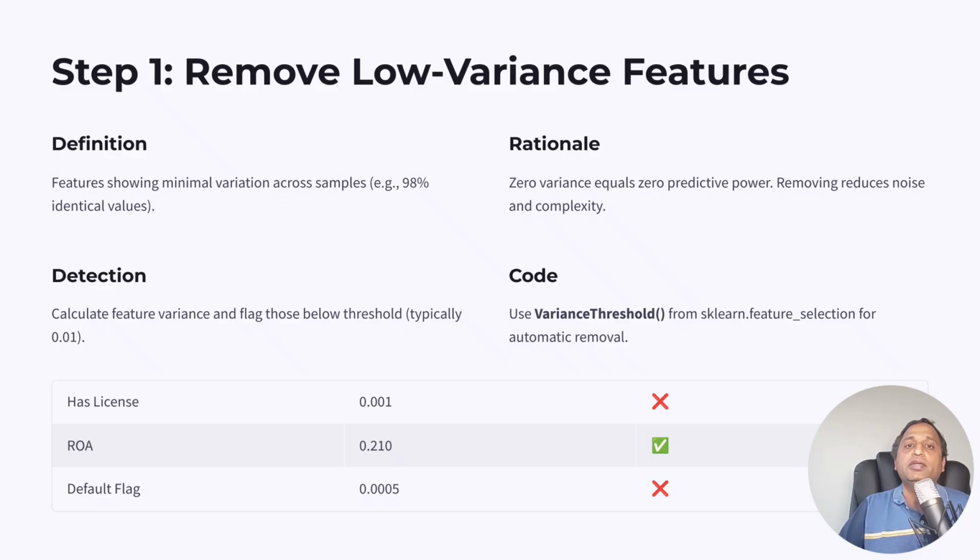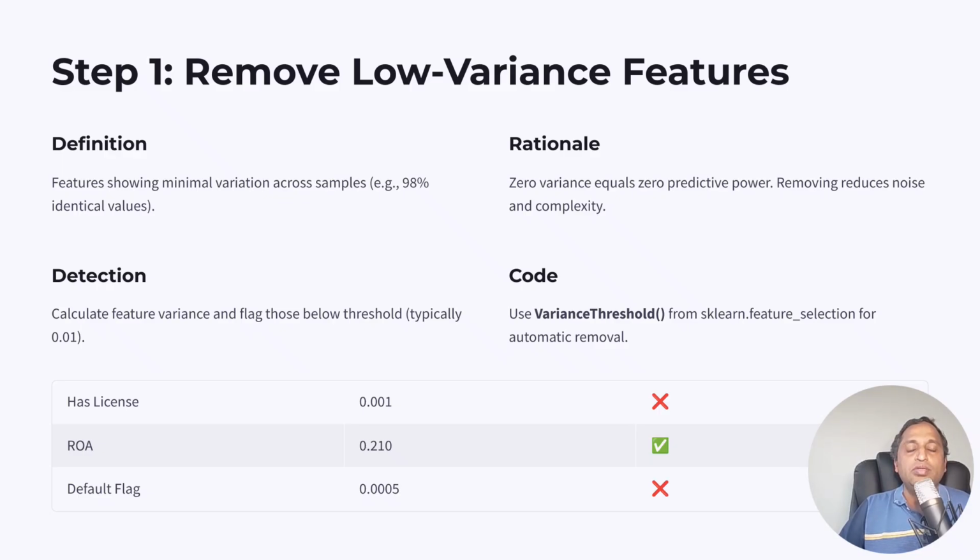Our step number 1 is removing low variance features. So what does this mean? A feature with little variation across rows. For example, if almost every company in your data set has a license, it doesn't add any useful signal to your model. It's almost the same value for everyone. So it won't help in making predictions.